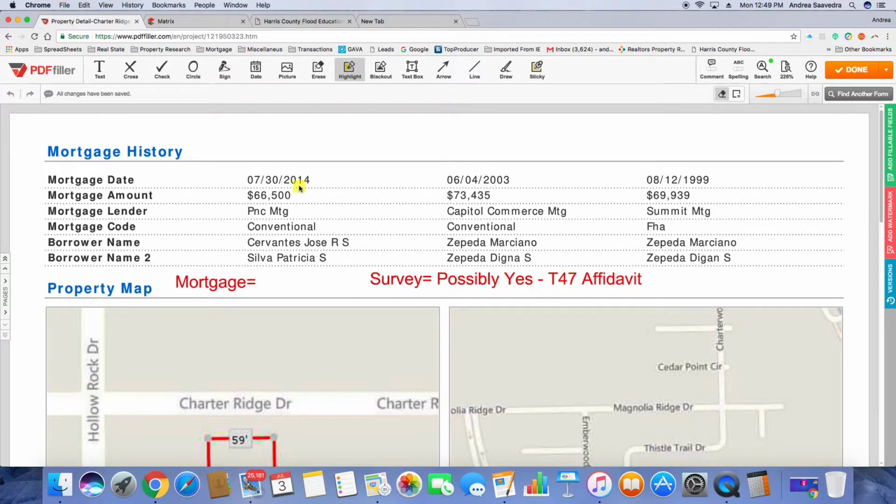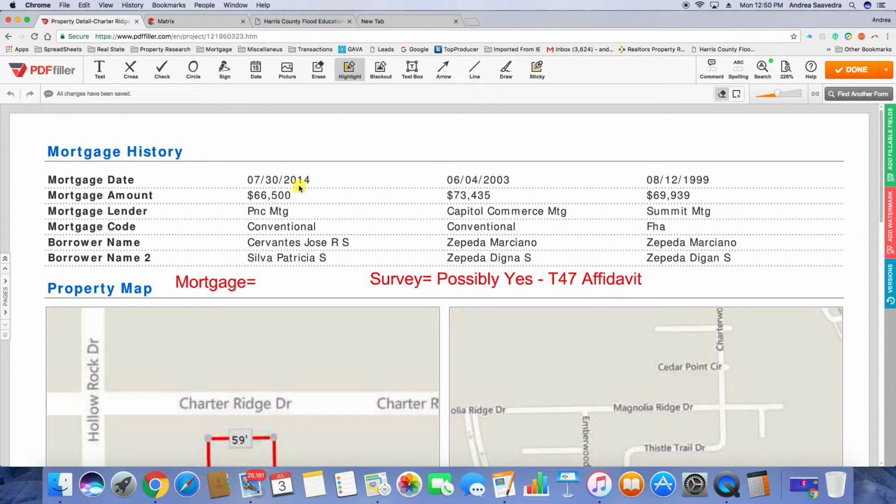And if there is an existing survey, I'm going to need the form that is the T47 affidavit. The T47 affidavit is basically a form that will let you know if there is an existing survey, and if anything has changed from the moment that the survey was performed up until today. So let's say they purchased the house back in 2007, or this one 2014, and in 2015 they added a patio, a covered patio to the property. Well, that changed the survey.